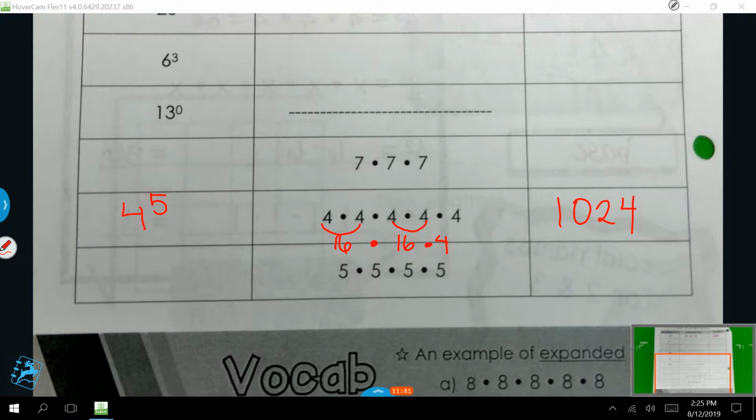All right, what about this last one? What is it in exponential form? 5 to the 4th power. Good. Which gives me what? 500. 625. Any questions on writing in exponential, expanded, and simplified form?